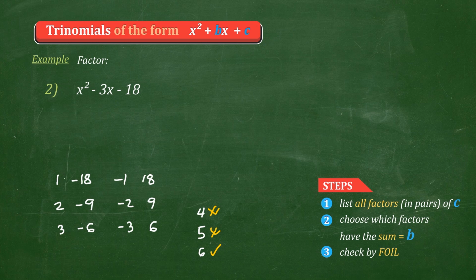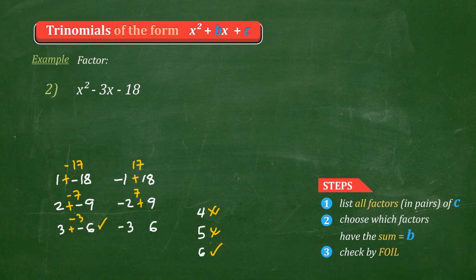Step 1 done. Step 2. Choose which among the pairs have sum equal to b, which is negative 3 in this case. 1 plus negative 18 is negative 17, not equal to negative 3. Negative 1 plus 18 is positive 17, again not equal to negative 3. 2 plus negative 9 is negative 7, not equal to negative 3. Negative 2 plus 9 is positive 7, again not equal to negative 3. 3 plus negative 6 is negative 3.